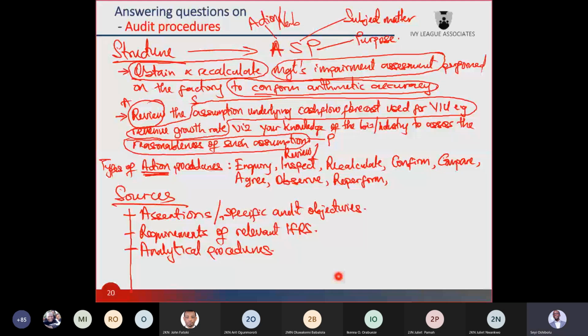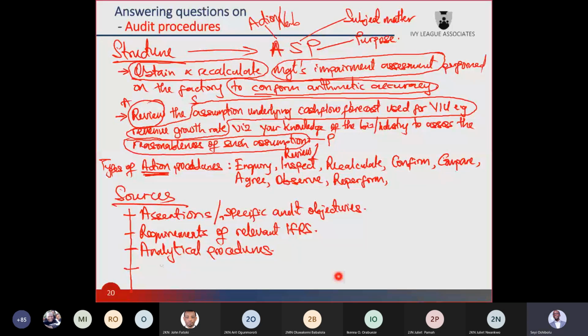Okay, so you must know when to use analytical procedures, and don't give a vague answer, as we have said earlier. There's nothing like I'll perform analytical procedures to confirm this. No, state the particular procedure you will perform. What will you compare with what? What will you agree with what, in order to check whether it's reasonable?